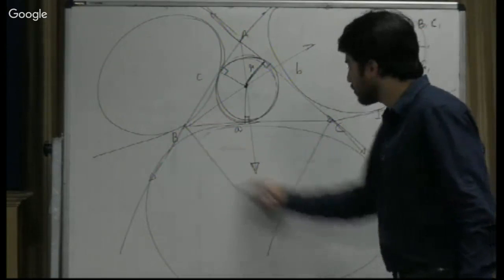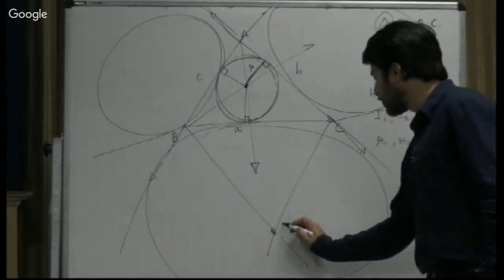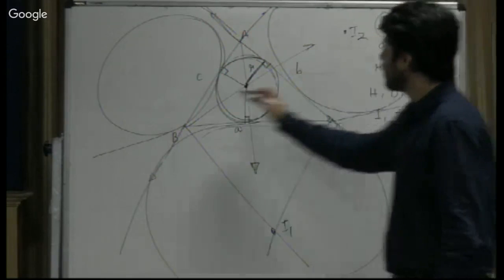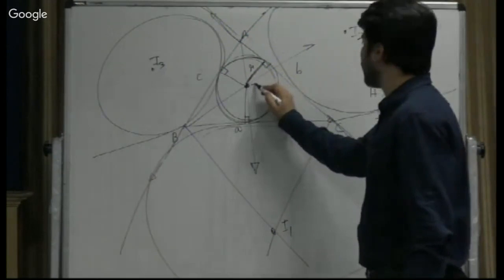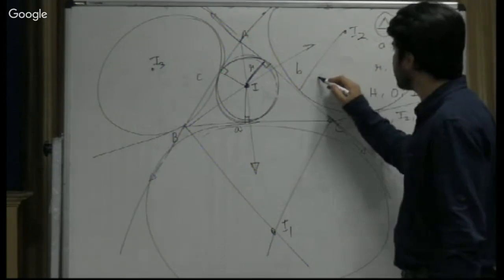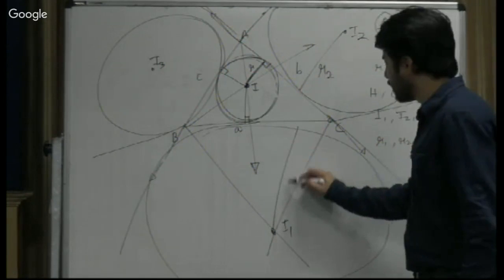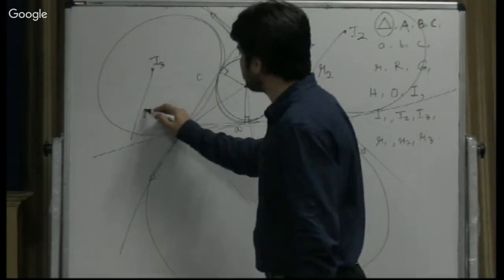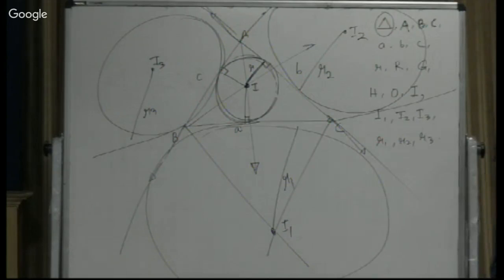Right. So this one will be called I1, this would be called I2, this would be called I3, and this would be called I. Now this radius is going to be called r2, this radius is going to be called r1, and this radius is going to be called r3, or ra, rb, rc. Okay.